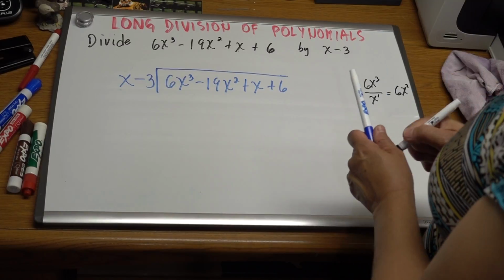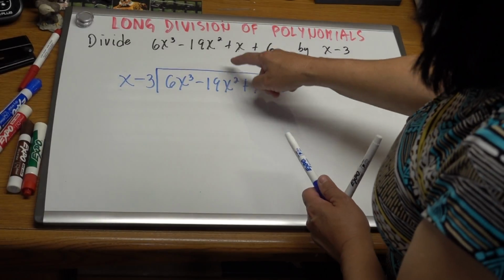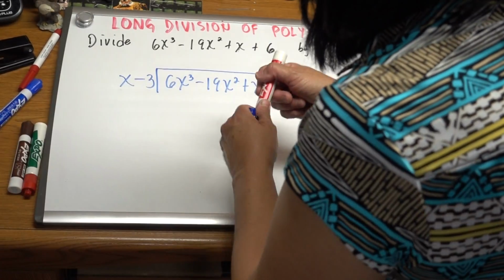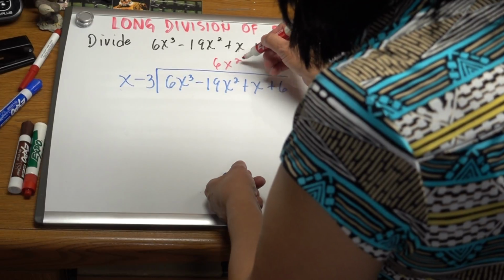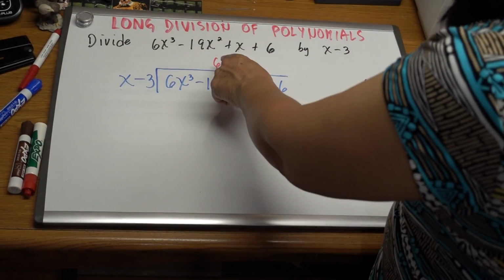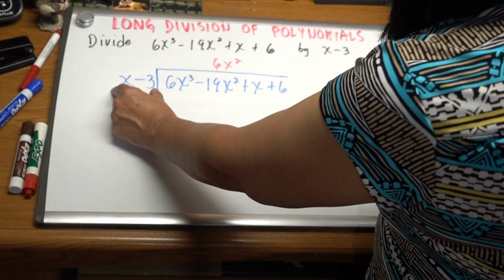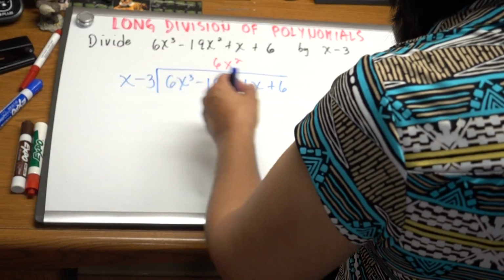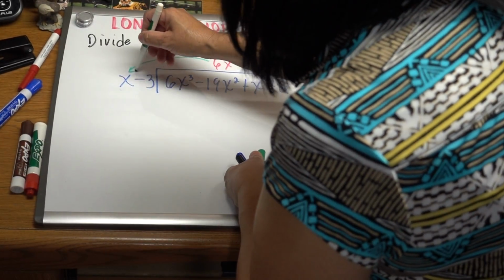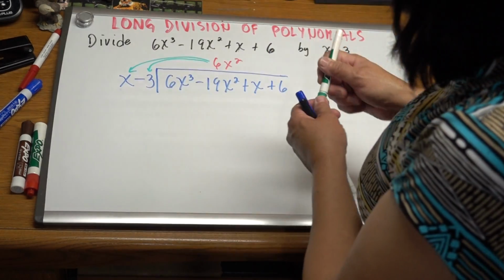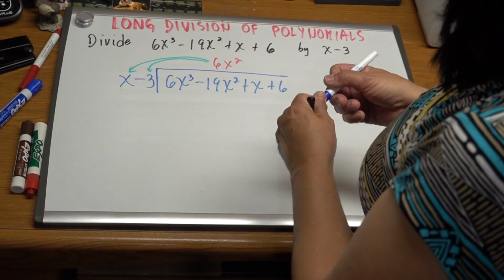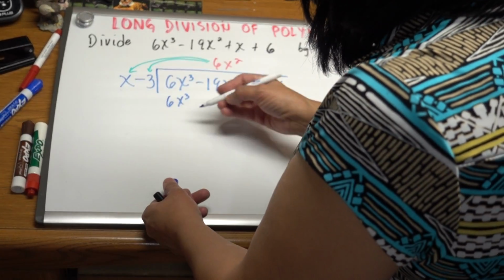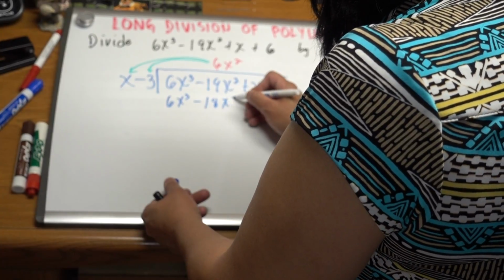6x squared. So this answer, 6x squared, you're going to put it on top of the x squared, right here. I'm going to do it with red. The answers, I'm going to be writing with red. 6x squared. Then we're going to continue by multiplying this times this binomial and put the answer right under here. So you have 6x squared times x and 6x squared times negative 3. 6x squared times x is 6x cubed. 6x squared times negative 3 is negative 18x squared.